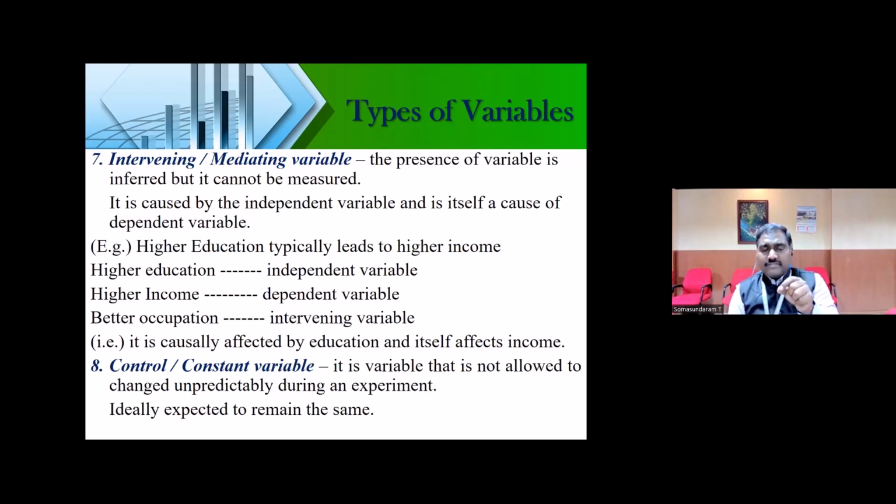so the presence of this variable is influencing. It is caused by the independent variable as well as the dependent variable. If I am educated, definitely I am able to get a good income. If I am in a good position, definitely I am able to get a good income. So your occupation, your designation is influencing both the dependent as well as the independent variable.